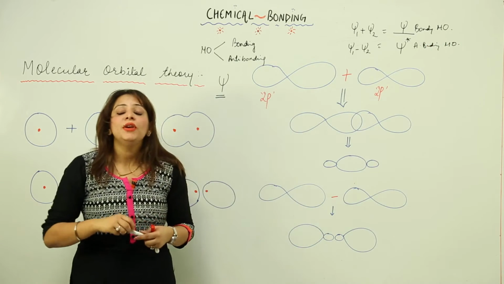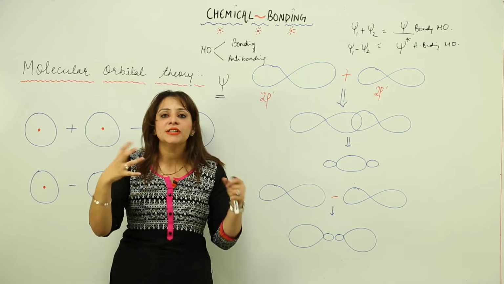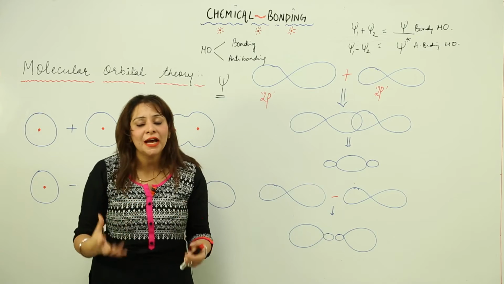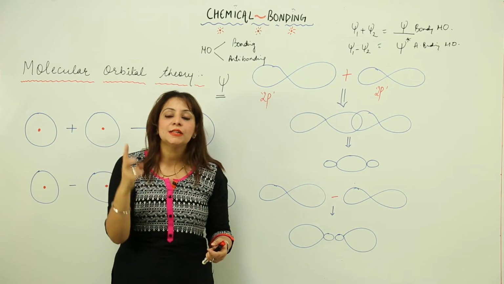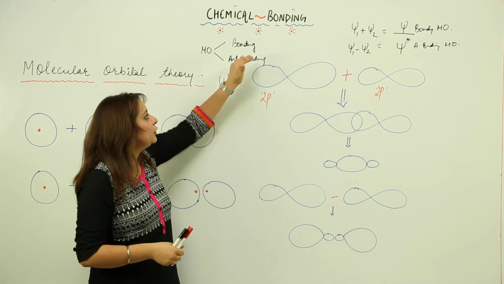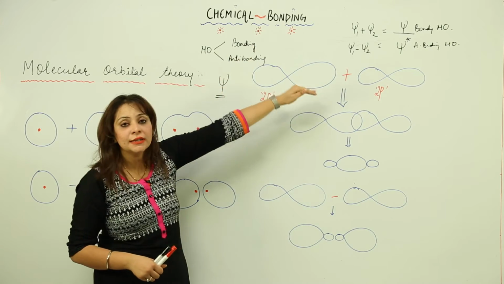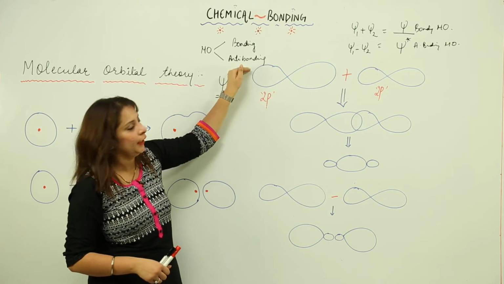So that means, depending upon their combination, their wave functions are either adding or subtracting. So we have two kinds of orbitals, one is the bonding and another is the anti-bonding, right. As I told you, by constructive interference we get bonding, and by destructive interference we get anti-bonding, right.